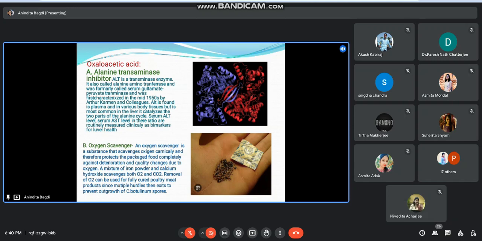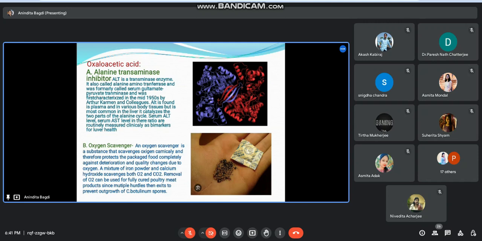ALT is found in plasma and in various body tissues, but it is most common in the liver. It catalyzes two parts of the alanine cycle. Serum ALT levels, serum AST levels and their ratio are routinely measured clinically as biomarkers for liver health. This is the structure of the alanine transferase inhibitor.